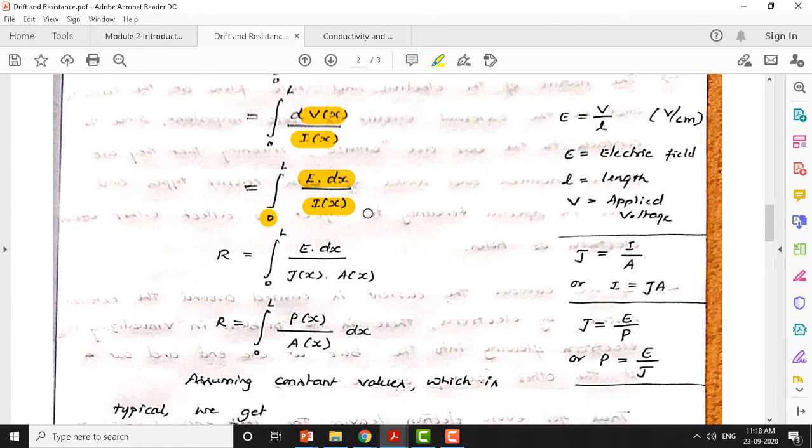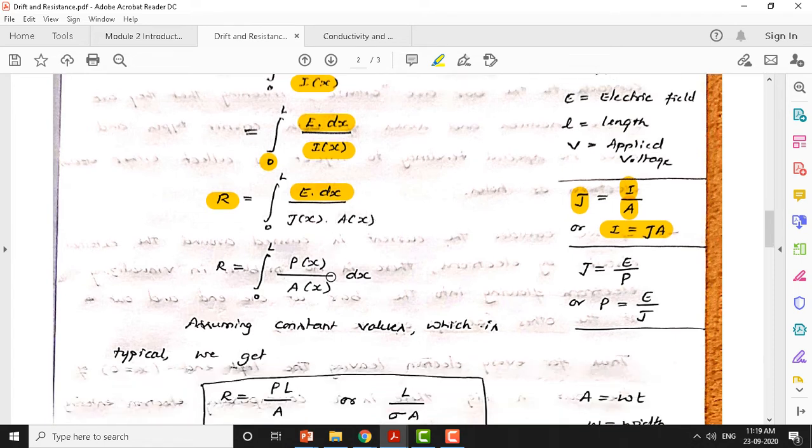Next, I of x can be rewritten in terms of the current density. Current density is current by area, and we want the current in terms of current density. So you can cross multiply: current density into area gives me the current value, so I is equal to J into A. If you substitute J into A in place of I, the new equation for resistance is in terms of electric field, E dx divided by J into A.